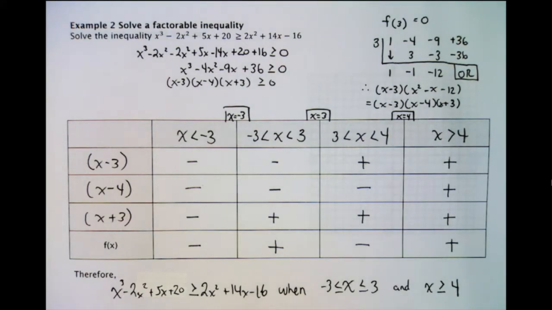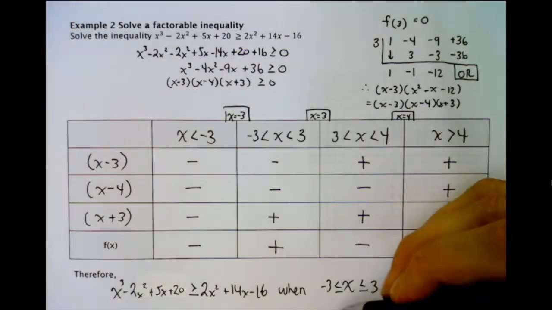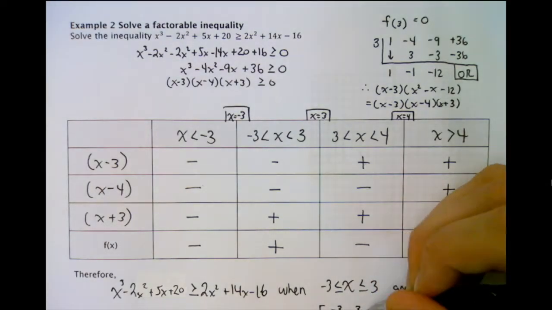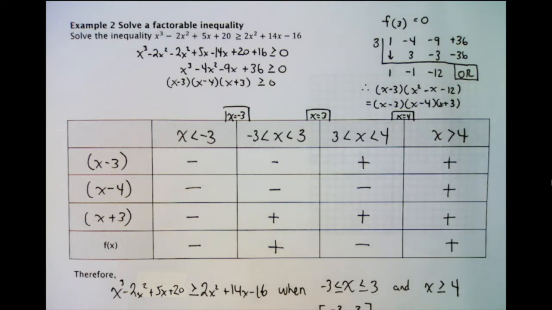If you wanted to write this in interval notation, since it includes equal to, we use square brackets. Square bracket, negative 3 comma 3 square bracket. And greater than or equal to 4, we would say square bracket 4 comma, and then greater than all the way to infinity, so the end would be infinity. Infinity always ends with a round bracket because infinity is endless. And there we have our answer, written in interval notation.